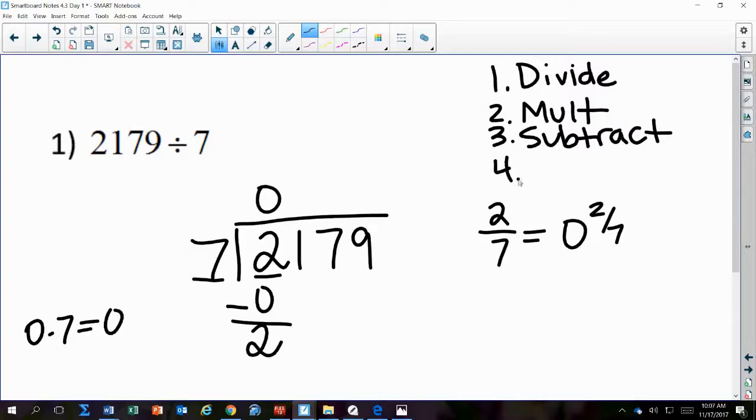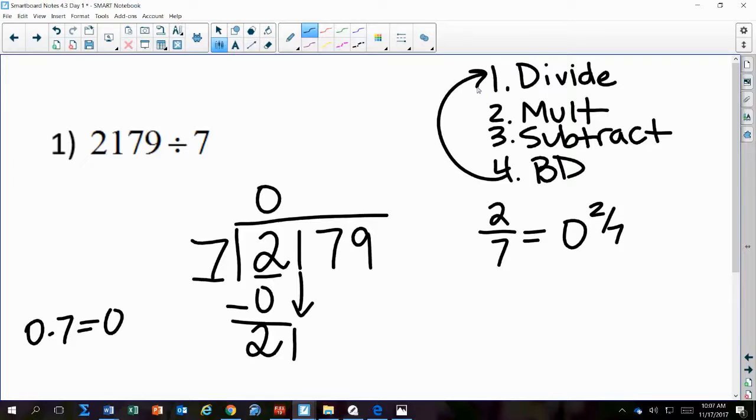And then my last step is bring it on down and bring it on back. You got it. We bring it on down, and we bring it on back to the divide step, right? We're just going to keep repeating these steps. So now we're back up to divide.